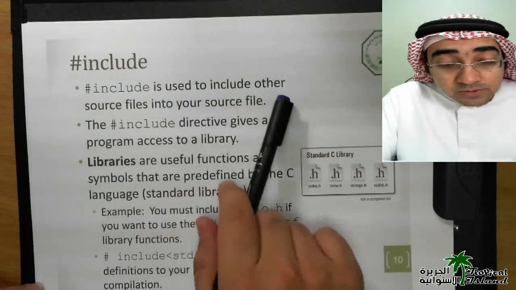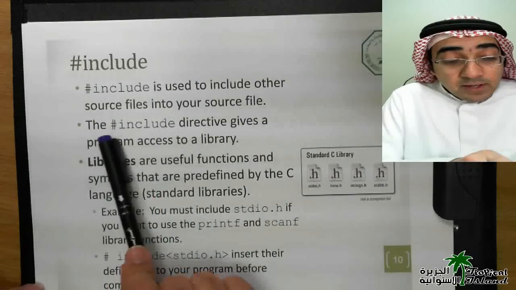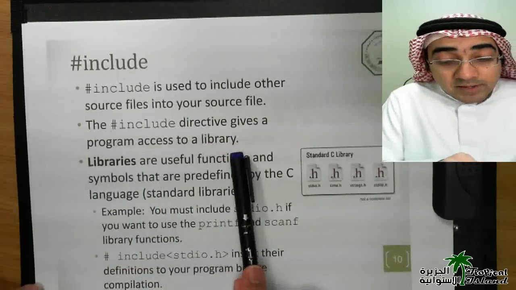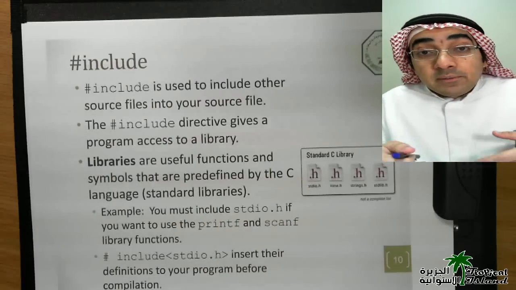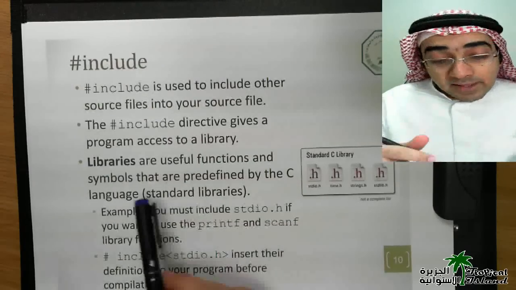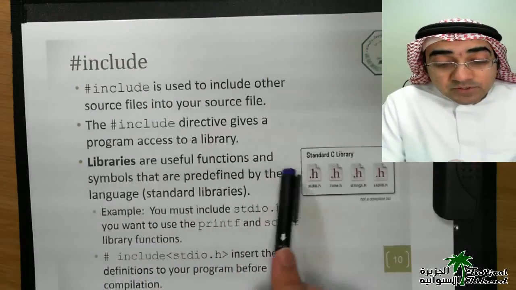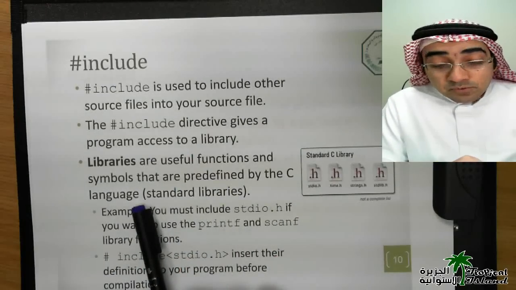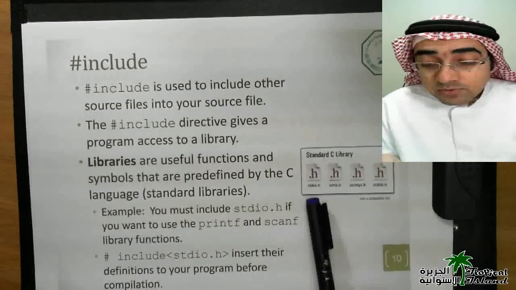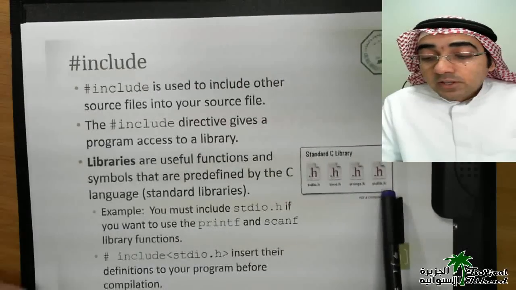So hash include is used to include other source files into your files. The include directive gives a program access to the library, so you can actually use the functionalities that are in the library. Libraries are useful functions and symbols that are predefined by the C language. There are standard libraries that you can use: stdio.h, time.h, string.h, and stdlib.h.